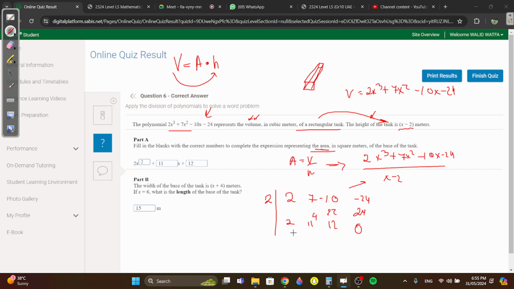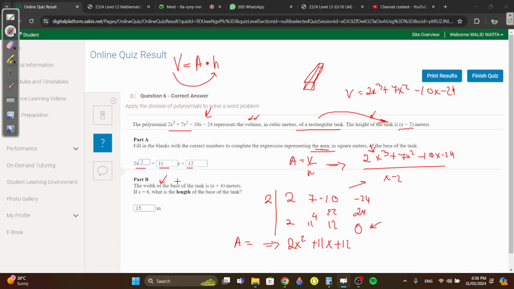So after I divide, since it was cubic, now it becomes squared. So 2x squared plus 11x plus 12. And it's a 0 remainder. So my area equals 2x squared plus 11x plus 12.